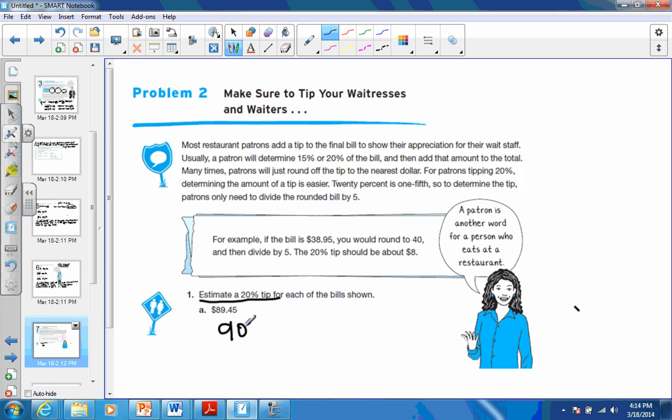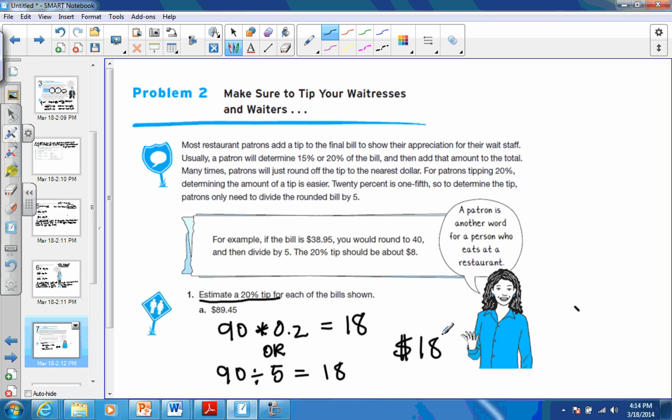is 18. Or you could simply say 90 times 20% equals 18. Either way you look at it, this tip should be about $18.